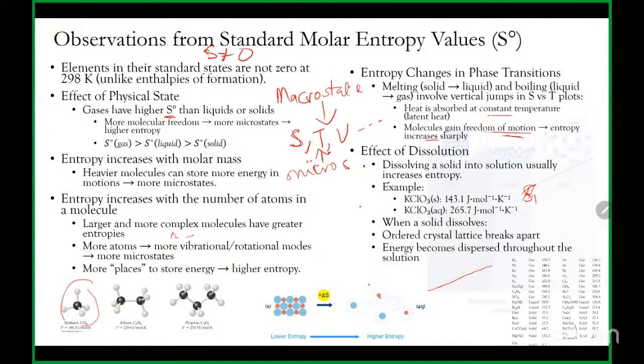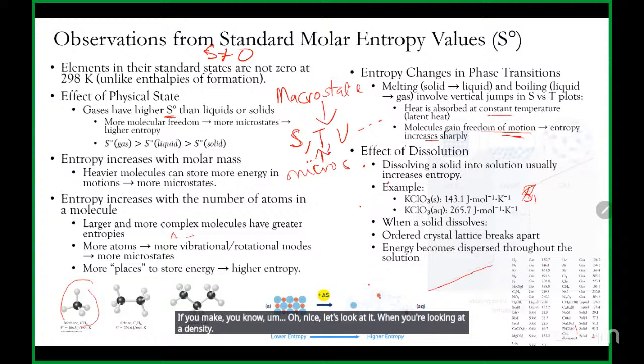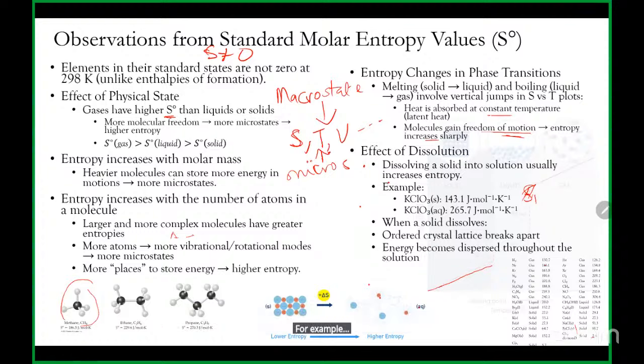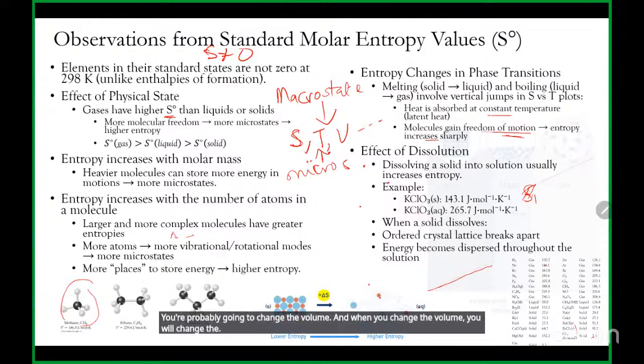In gas, do properties aside from temperature, like density, affect entropy values? Yes. Pressure also affects it as well. When you're looking at density, for example, density is mass over volume. So when you want to change the density, you are probably going to change the volume. And when you change the volume, you will change the entropy.